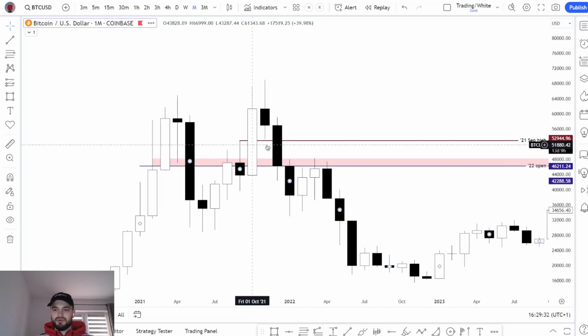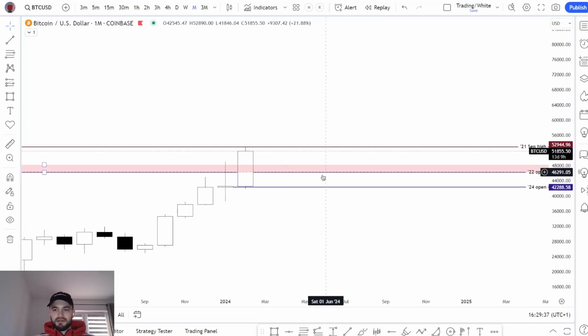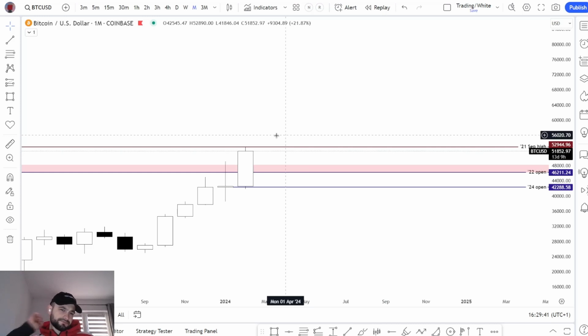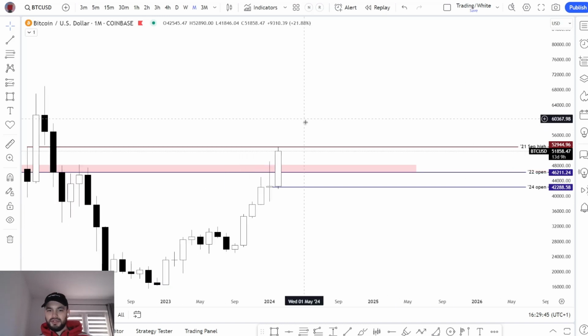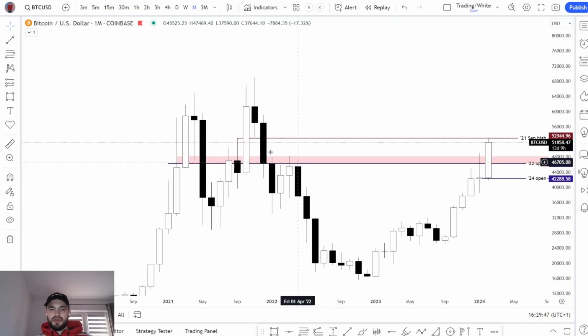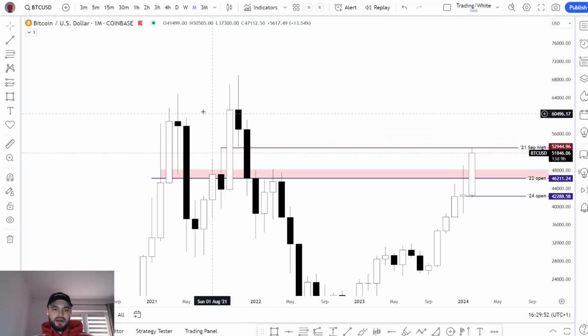So if you take a look at this level right here, coincidentally, the high from this month is at 52,890, and this is at 52,940. Extremely close. So maybe we top out around there. I don't know. We'll see.